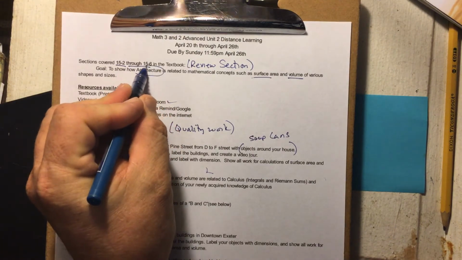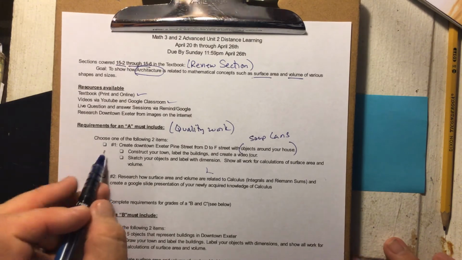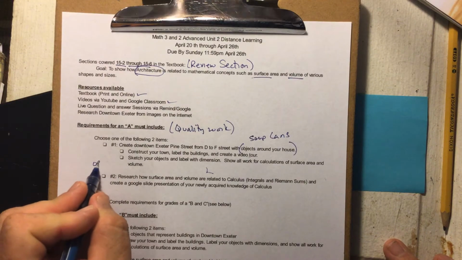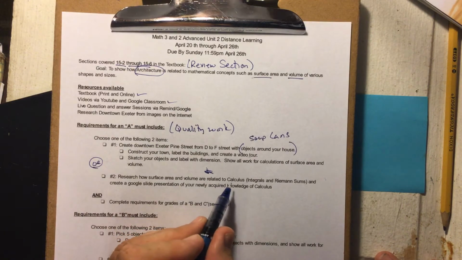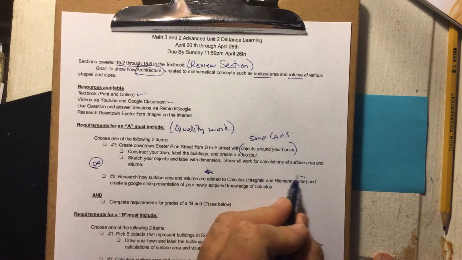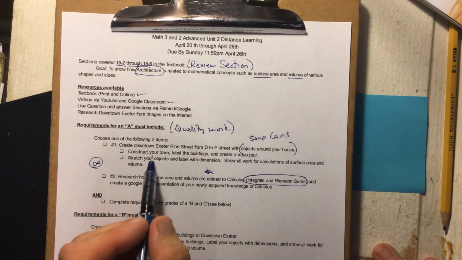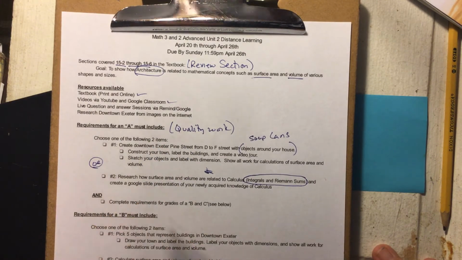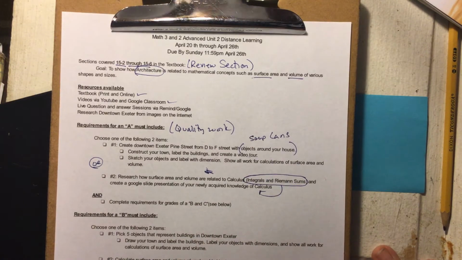This moves into a little bit of architecture, just the design of buildings. I know you're not designing the buildings, but have a little bit of fun with it. Or you can choose, remember this is an or, you can choose to research how surface area and volume are related to calculus, specifically to integrals and Riemann sums. Some of you that are moving on to calculus, this may be something that you want to do. Some of you that move in a different direction may want to choose something like this and create a Google Slides presentation of your newly acquired knowledge of calculus. So I want you to be able to show me something about those two pieces.